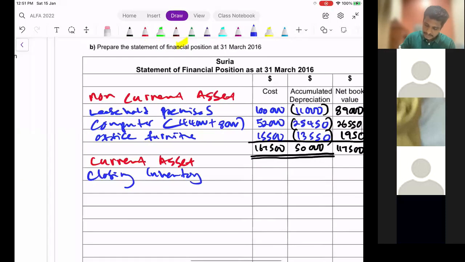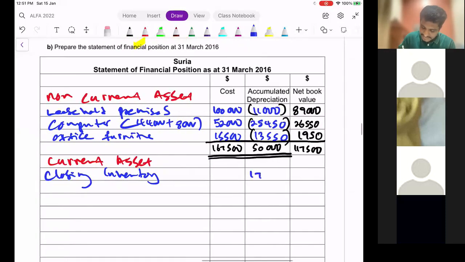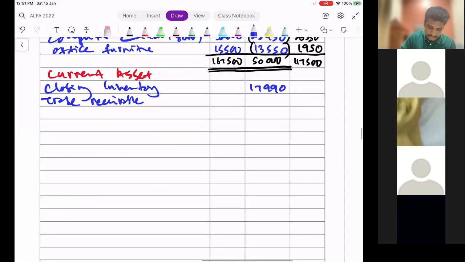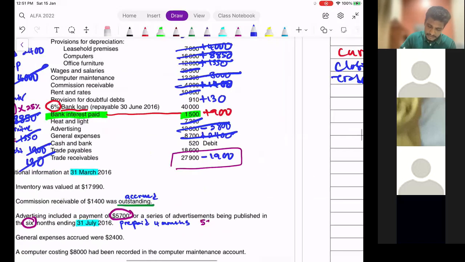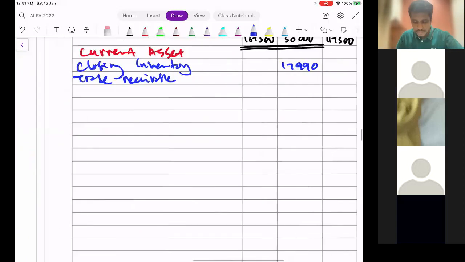So right here, 17,990. After that, you can write trade receivables. And your trade receivables is how much? There's a calculation: 27,900 minus 1,900. Show the working, you must show the working. 27,900 minus 1,900, you'll get 26,000 in a third line. Why am I writing in a third line?